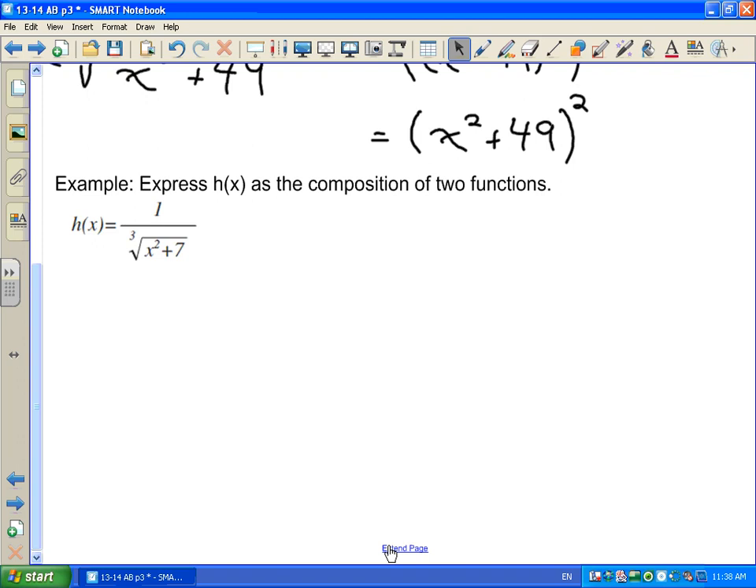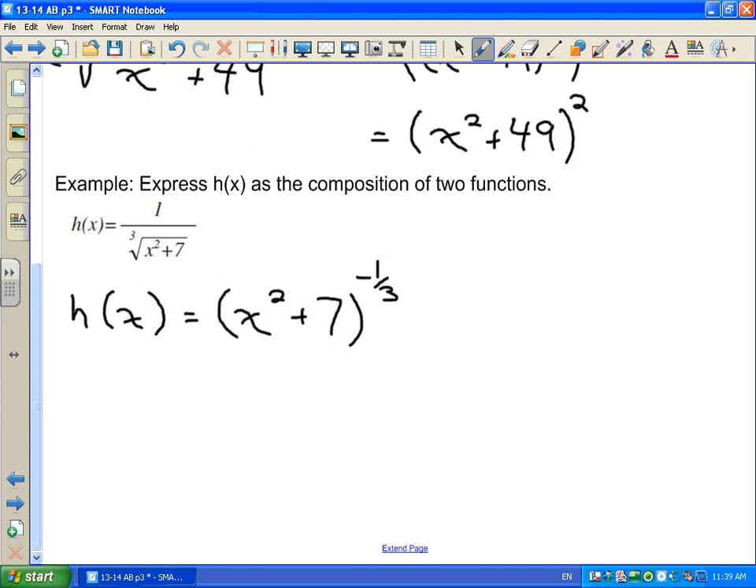The first thing I would do is I would start by rewriting h at x into a little simpler terms. I've got a cube root here in the bottom, which gives me an exponent of 1/3. And because it's down in the denominator, I know it's going to be a negative exponent. So I'm going to rewrite h at x as this x squared plus 7, which is under the root, all to the power of negative 1/3. Okay.